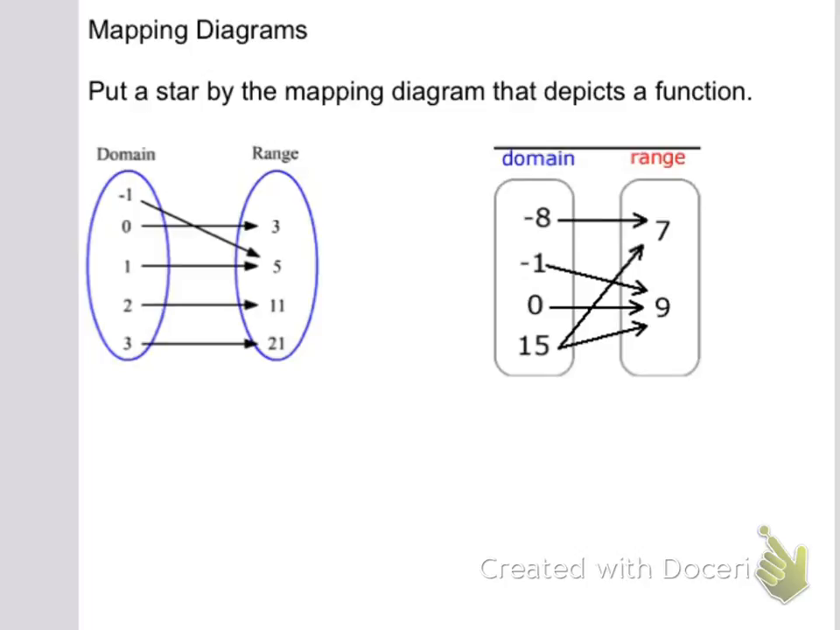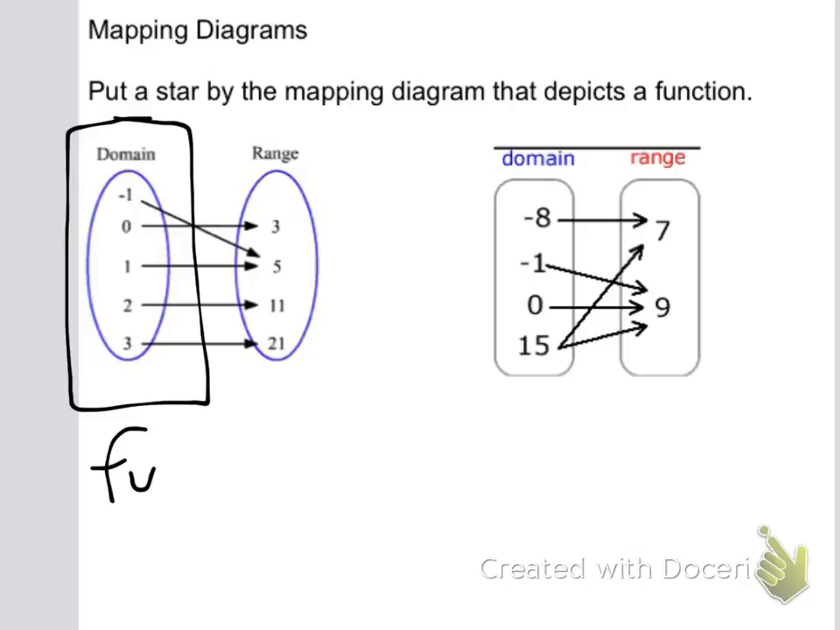Now, when they give you a mapping diagram and they ask you, is this a function? Well, it's very simple. You look at the domain. If there's only one partner for each domain value, then you're going to have a function. So -1 only has one partner. 0 only has one partner. 1 only has one partner. 2 has a partner. 3 has a partner. So this is a function.